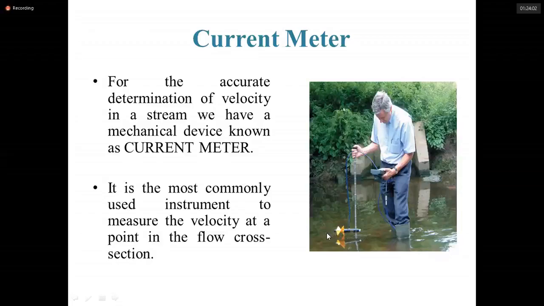Current meter. See, this is the current meter and this is the rod. For the accurate determination of velocity in a stream, we have a mechanical device known as a current meter. It is the most commonly used instrument to measure the velocity at a point in the flow cross section. So, you know what point measurement is? If you insert it at a particular depth, it will give the velocity at that particular depth. That is called point measurement.